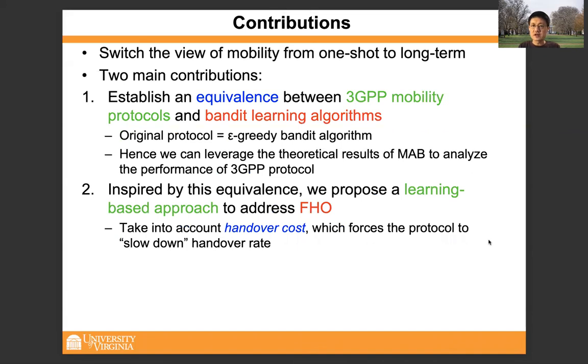The contributions here, I would say mainly is the first one. We have established an equivalence between 3GPP mobility protocols and the bandit learning algorithms. In particular, we showed that the original 3GPP mobility protocol is really a realization, an instance, I would say, of epsilon greedy bandit algorithm. Once you realize this equivalence, then we can leverage the theoretical results of MAB, in particular related to epsilon greedy bandit, to analyze the performance of the previous 3GPP protocol, understanding their limitations, and then making improvement.